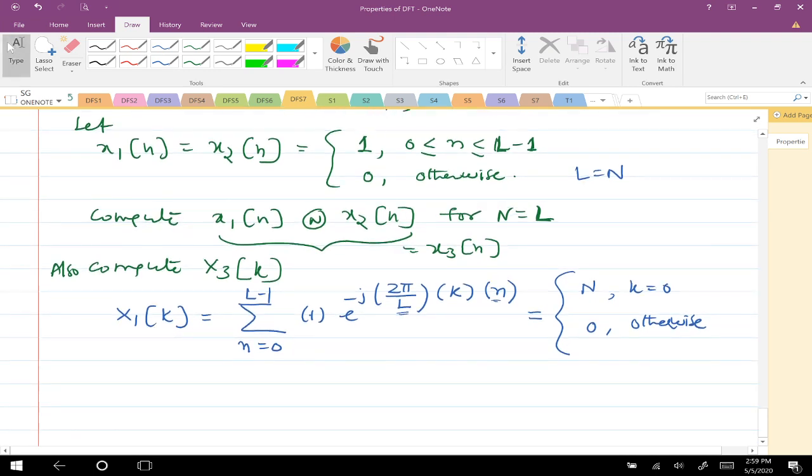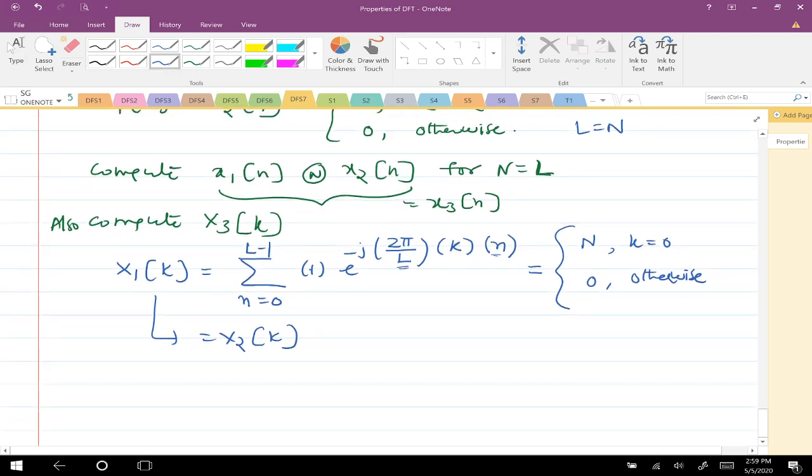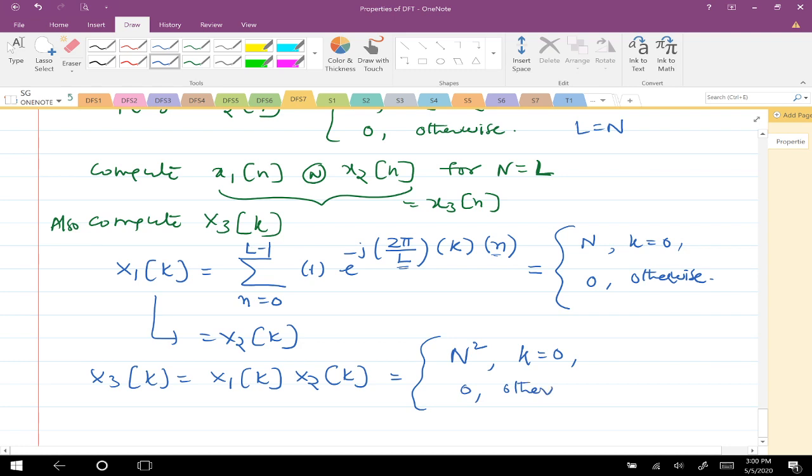Anyway, this will also be equivalent to x2 of k, both are the same. Let me first compute x3 of k directly. Can I compute it from x1 and x2? Of course, yes, that would be equivalent to x1 of k multiplied with x2 of k. Can you guess what that value would be? N square for k equal to 0, and 0 otherwise. This is your x3 of k.